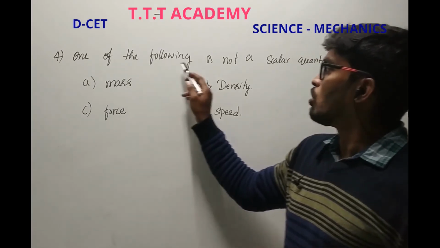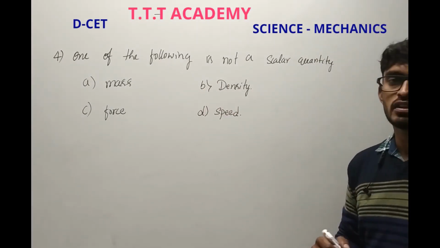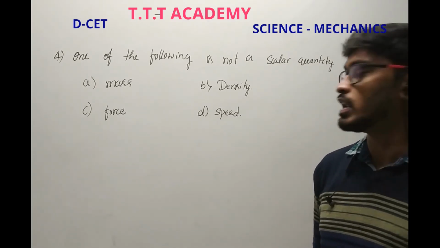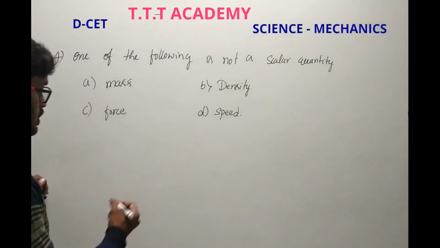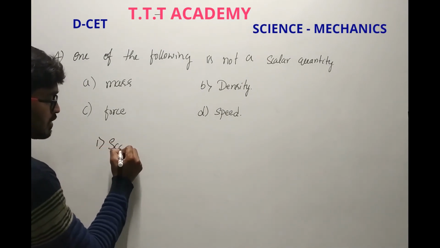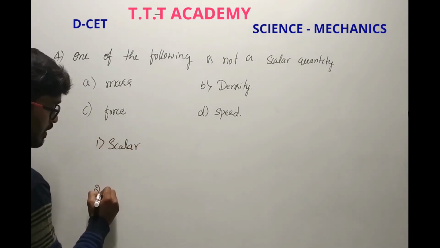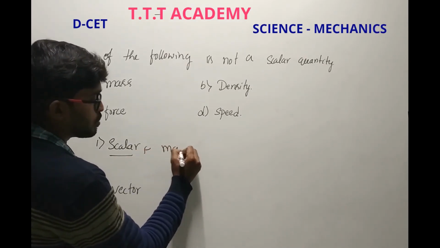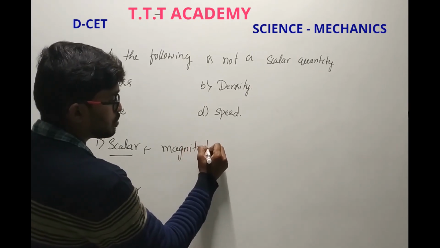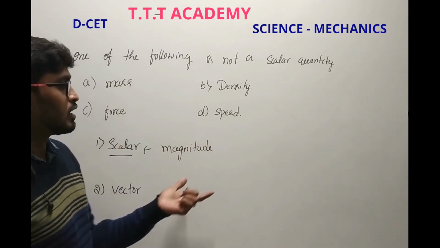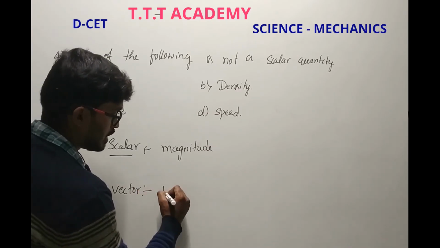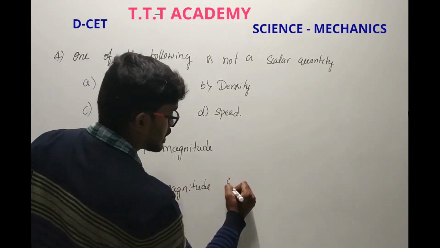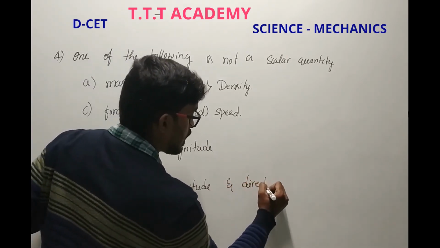One of the following is not a scalar quantity. In these four options, which one is not a scalar quantity? Before going to that question, I will first discuss the meaning of scalar and the meaning of vector. Scalar is nothing but only magnitude, meaning a measurement value. A vector contains both magnitude as well as direction.